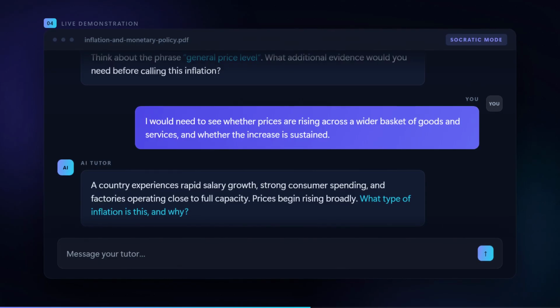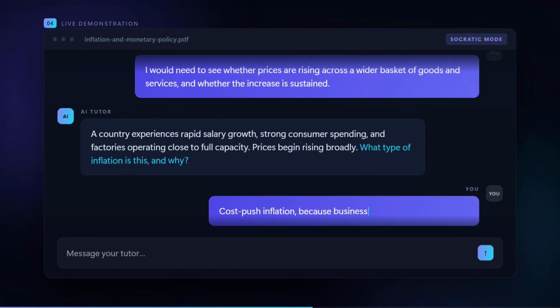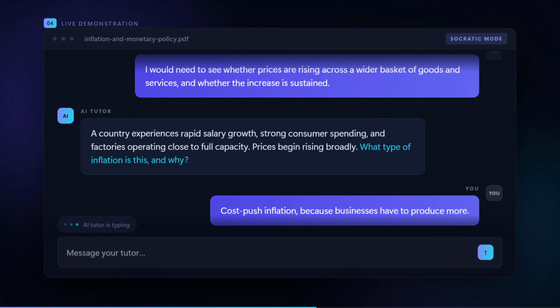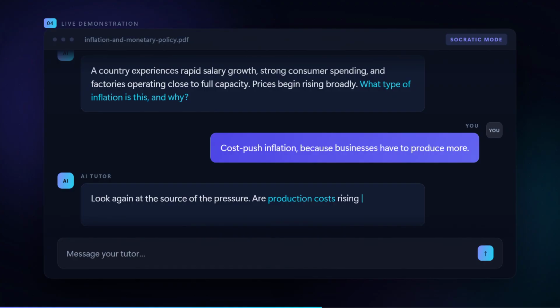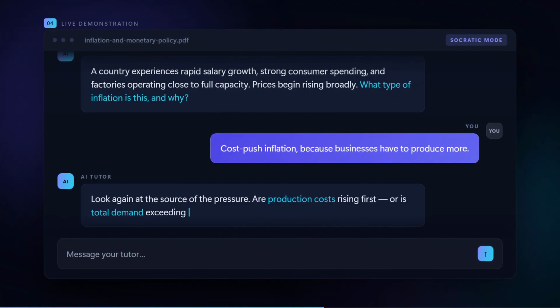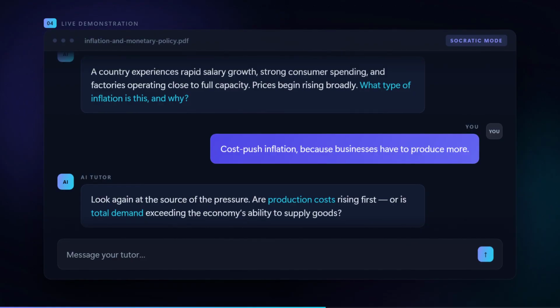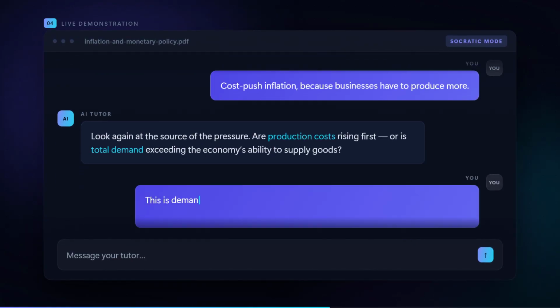I answer, cost-push inflation because businesses have to produce more. The AI detects the misconception, but still does not reveal everything. Look again at the source of the pressure. Are production costs rising first, or is total demand exceeding the economy's ability to supply goods? I correct myself. This is demand-pull inflation, because spending is increasing faster than production capacity.